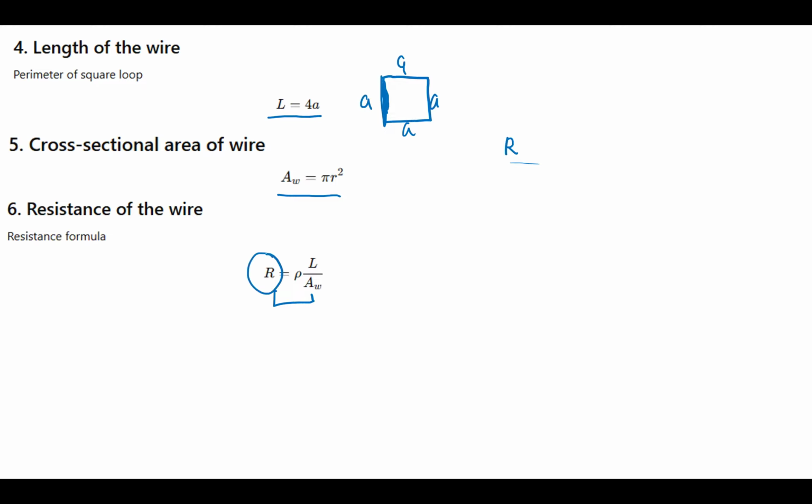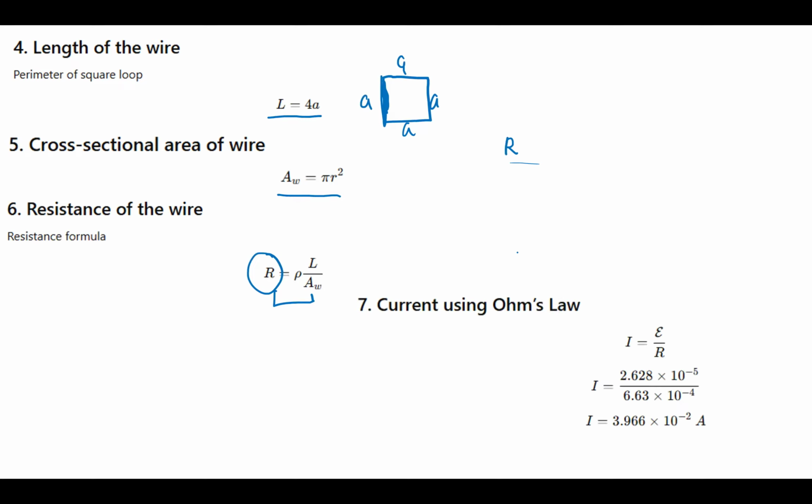So we now know the resistance for this loop, and we also know the electromotive force. So electromotive force is in volts. R is given in terms of ohms. And then volt over ohm is going to be ampere. Then you can find out the current. So it's a combination of Faraday's law plus Ohm's law.